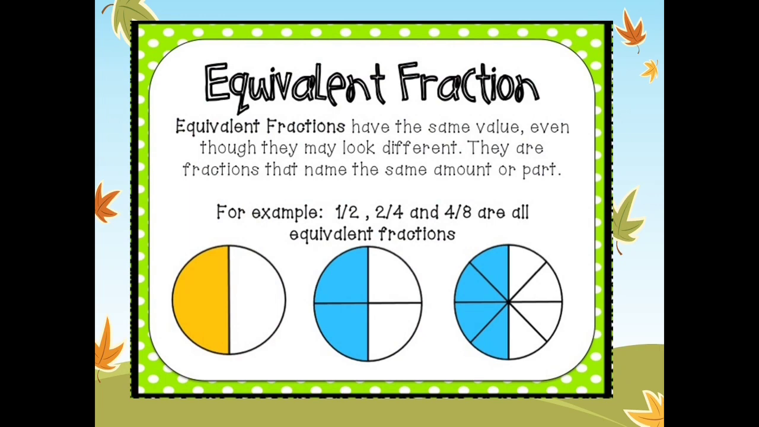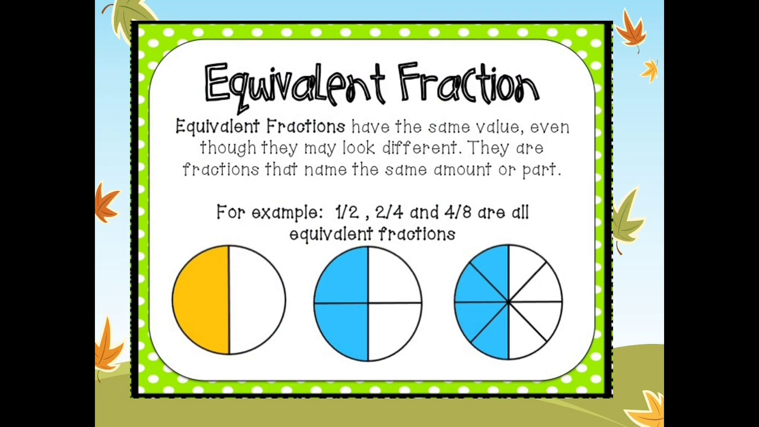Now, equivalent fraction. Equivalent fractions have the same value even though they may look different. They are fractions that name the same amount or a part. For example, 1 by 2, 2 by 4 and 4 by 8 are all the equivalent fractions. As you can see in these given pictures, they might look different, but they all are equivalent fractions as they are having 1 by 2, 2 by 4 and 4 by 8.